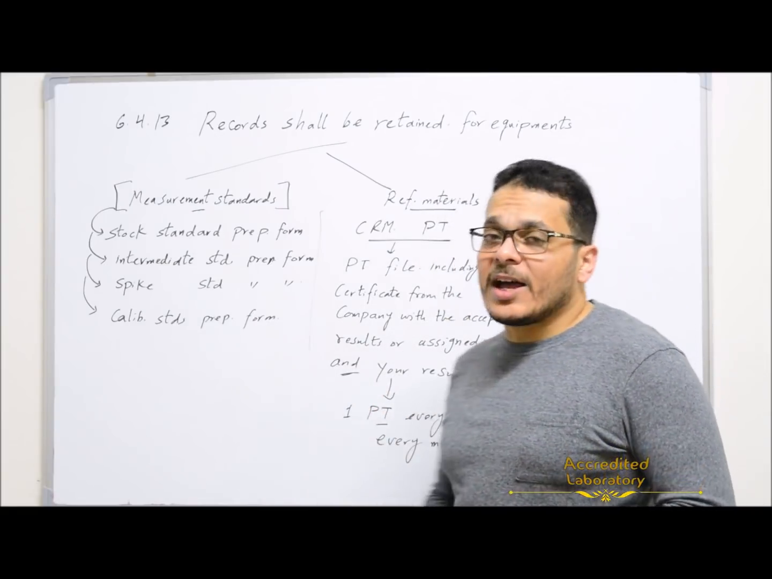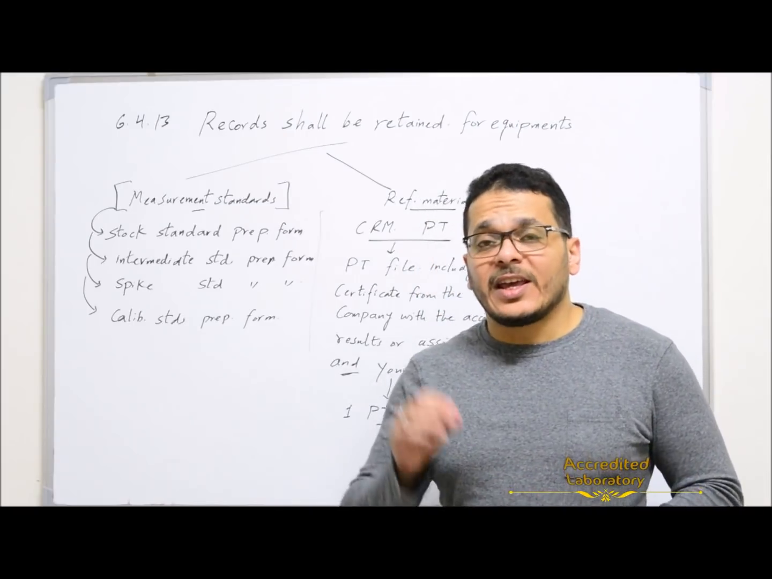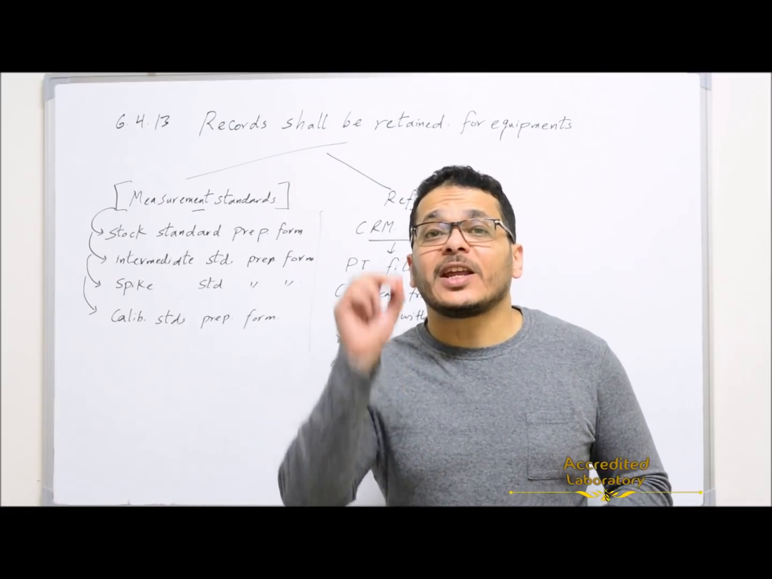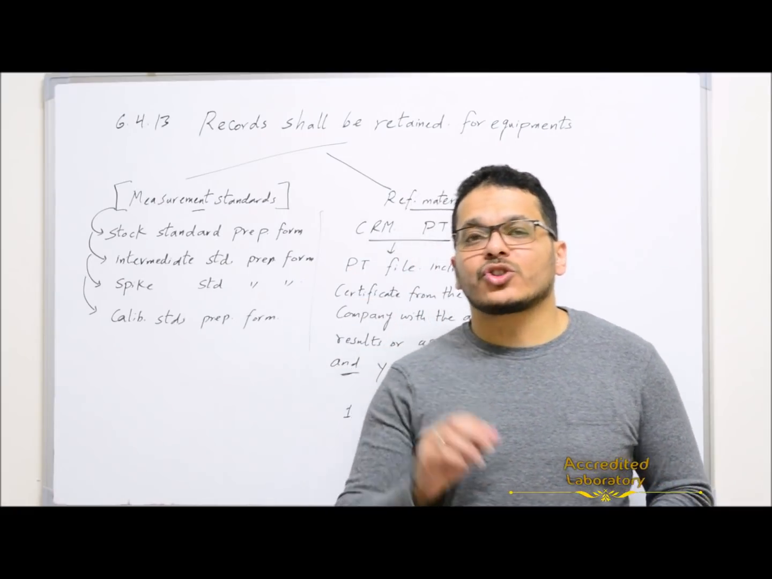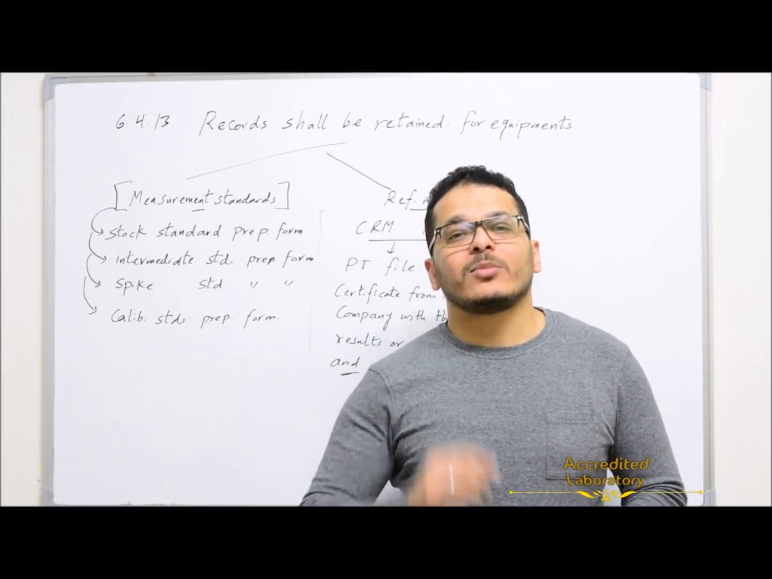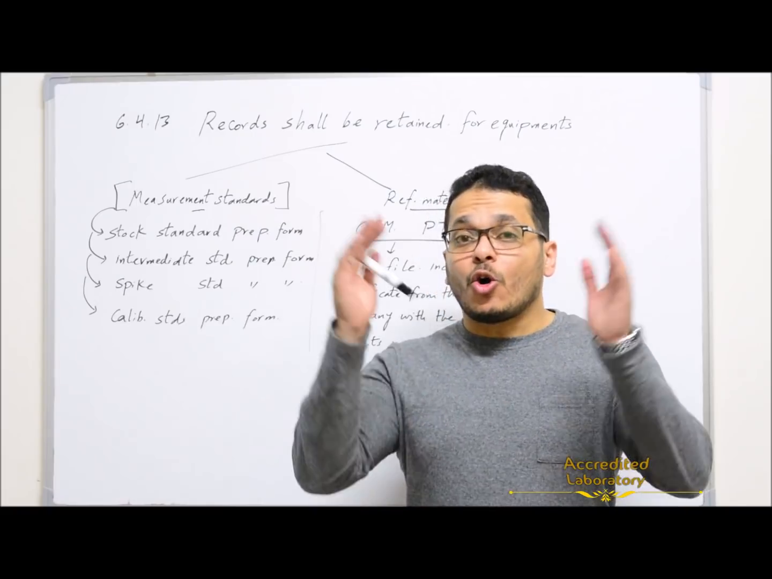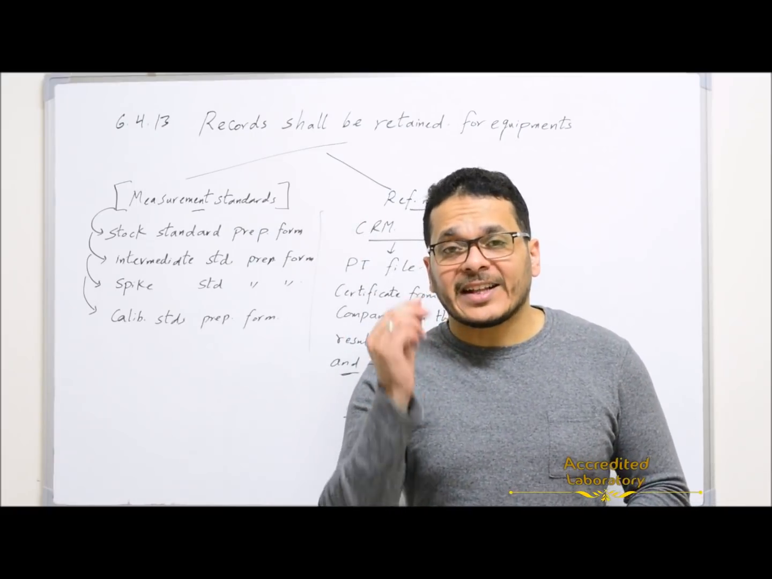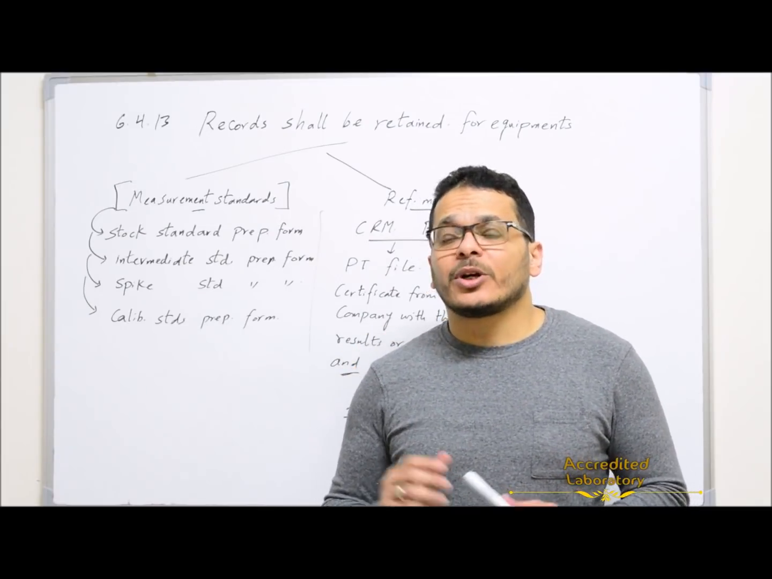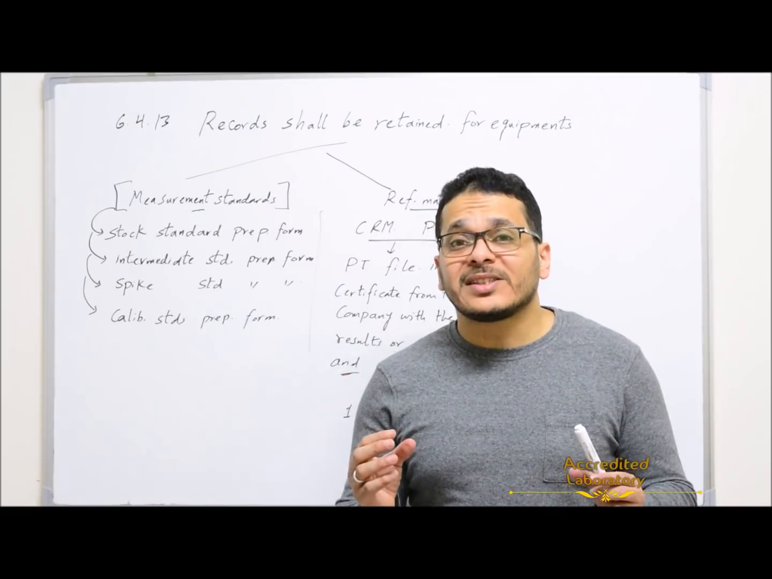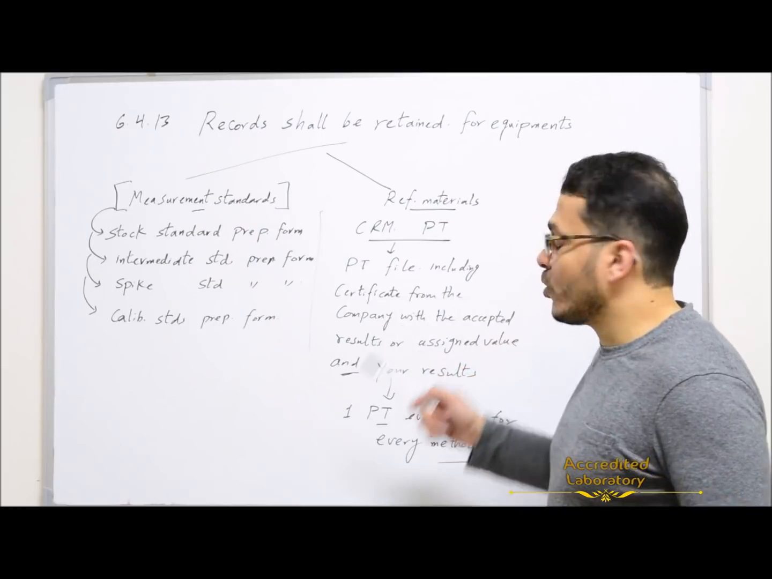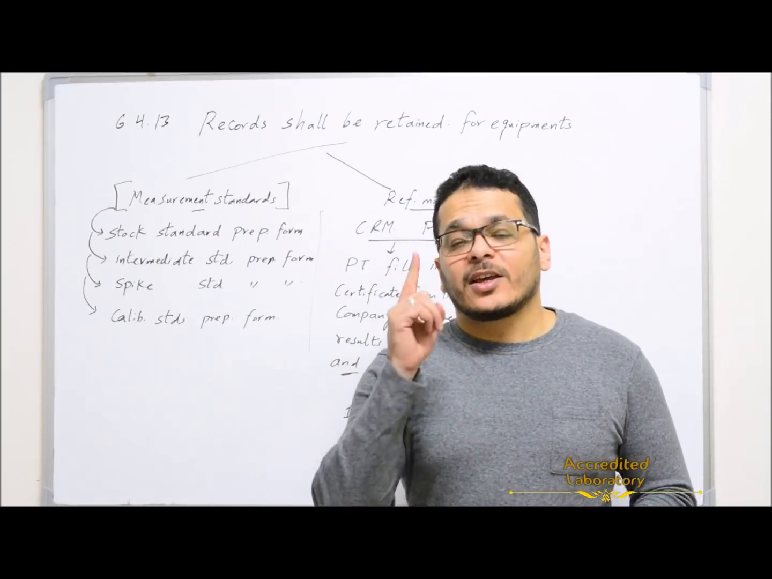In this case, you shall have at least one PT every year for every method, not every compound. Because sometimes you have many compounds, 100, 200 compounds for one method. In this case, you cannot get all of these compounds, so you should have at least one PT for every method. You can increase as you like, but you shall have at least one PT every year, accepted according to their assigned value every year.